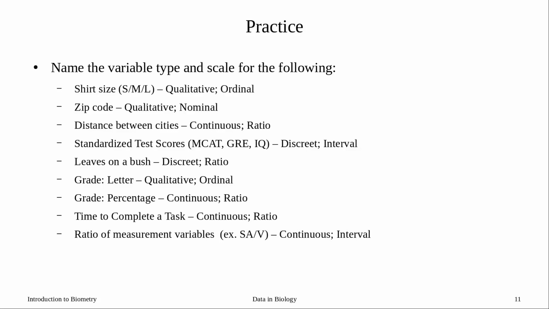It's just not possible. And our last one is ratio of measurement variables, such as surface area to volume ratios. These ratios are continuous. You can have decimal places, but they're also interval scale. So you really can't have a 0. If you have a 0 volume, you can't. It's undefined. You can't go negative.